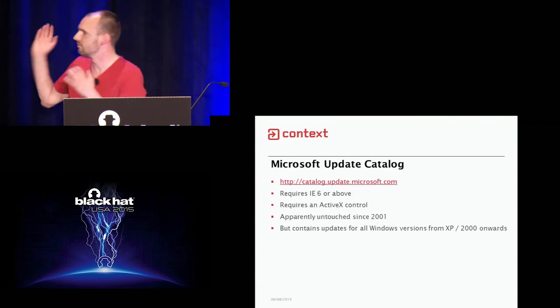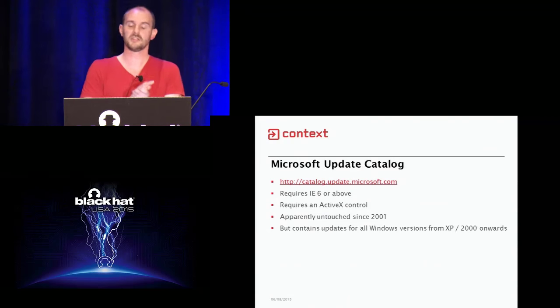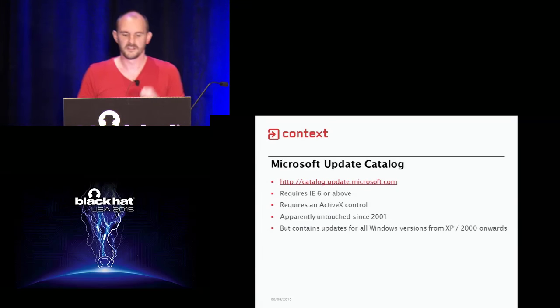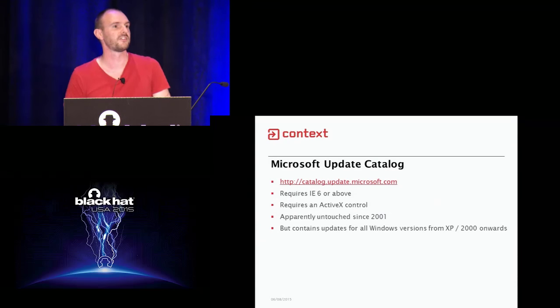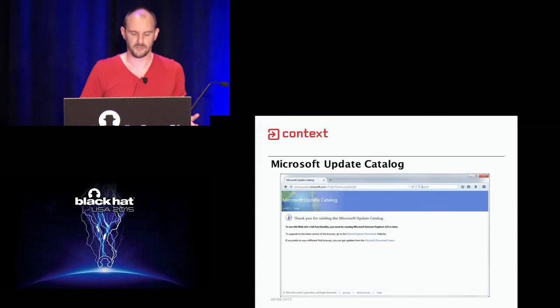the SOAP XML web interfaces. Fortunately, Microsoft do provide a web page to do this, catalog.update.microsoft.com. I don't know if anyone remembers this. This is back from the XP era. Its requirements are IE6 or above, and it actually requires the installation of an ActiveX controller. We're talking that era of the web. But it does include all modern updates for all the modern OSs, so that's absolutely brilliant.